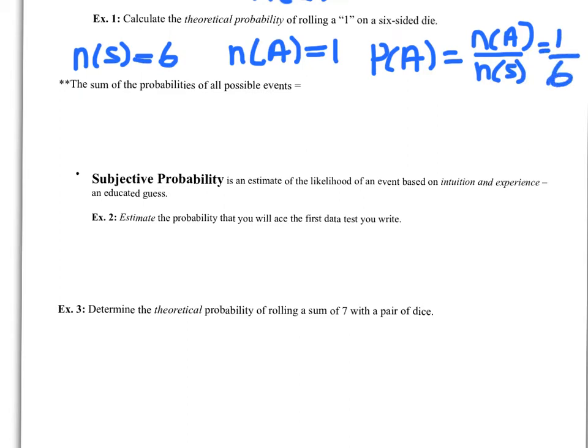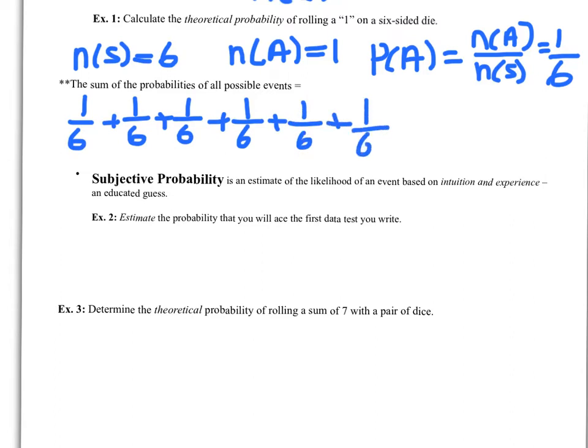Now let's consider the sum of the probabilities of all the possible events. Since there are 6 sides on a die with numbers 1 through 6, each side will have a probability of 1 over 6, just like the 1. And there's 6 sides, so we'll sum all 6 of 1 over 6, which of course is equal to 6 times 1 over 6, which is equal to 6 over 6, which of course is equal to 1. And that should make a lot of sense because when we roll a die, we have a 100% chance of getting something. The die will always land on a number.